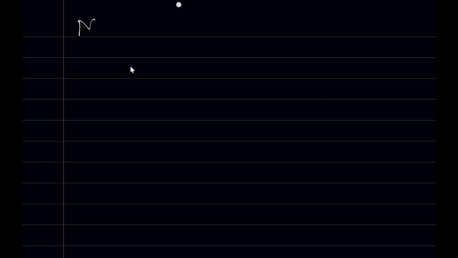So let me write the name here. The heading is matrix representation of an operator. Now what do you mean by operator? The operator is that one which took you from one basis to another basis.